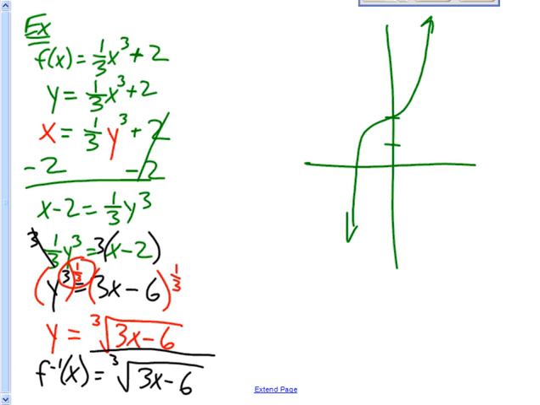And notice that it's an odd root. See the index there is 3? It's an odd root, so you don't have 2 roots here that you have to consider and analyze to decide which one it is, like on that last problem. Okay, so that's finding some inverse functions.